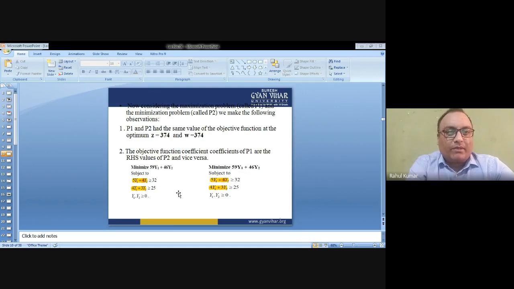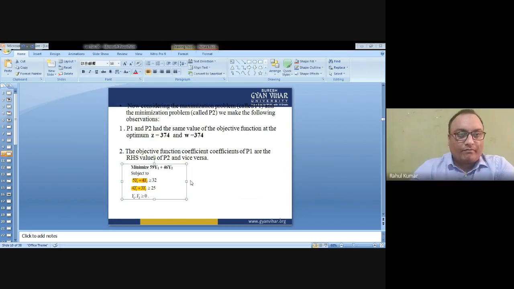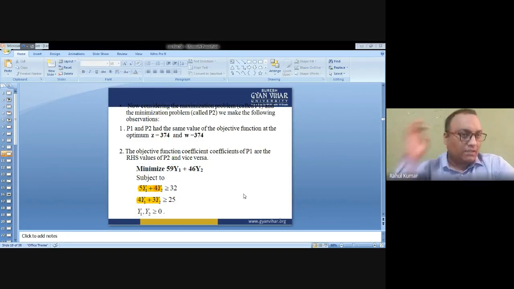Then for the minimization case, 59y1 plus 46y2 subject to 5y1 plus 4y2 greater than or equal to 32, and so on. This is the representation, so these constraints are of two types.